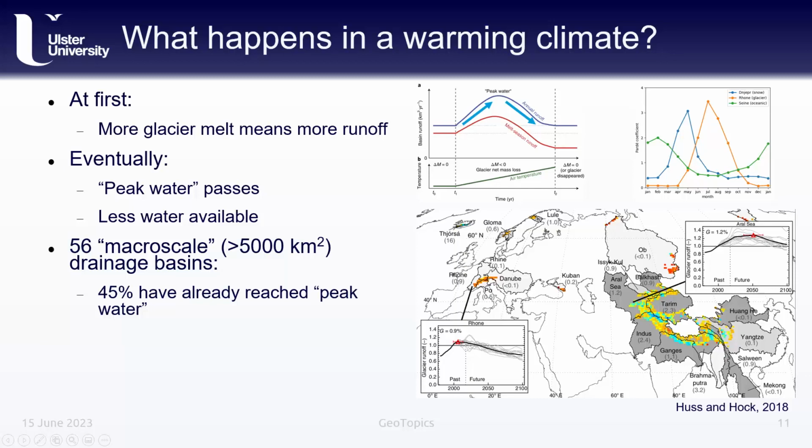So the example on this graph is the Rhone catchment, which we already saw. And the other 55%, we expect to see peak water at some point before the year 2100. So this is the Aral Sea Basin in Central Asia. And you see that the peak is expected here somewhere around 2050 or so.